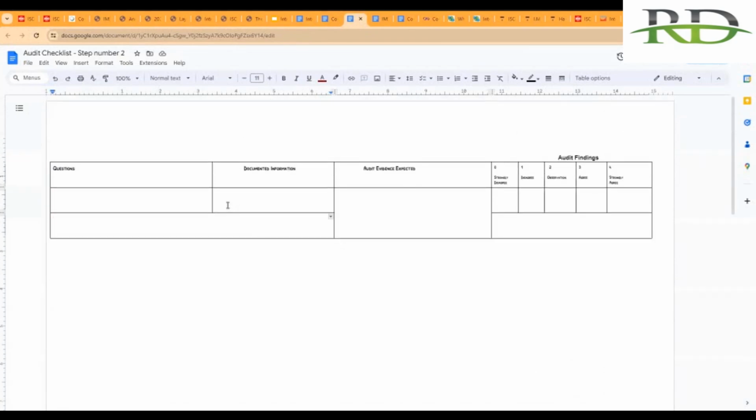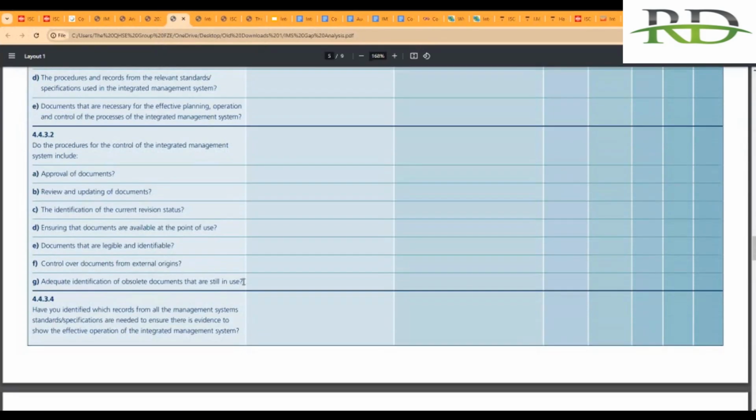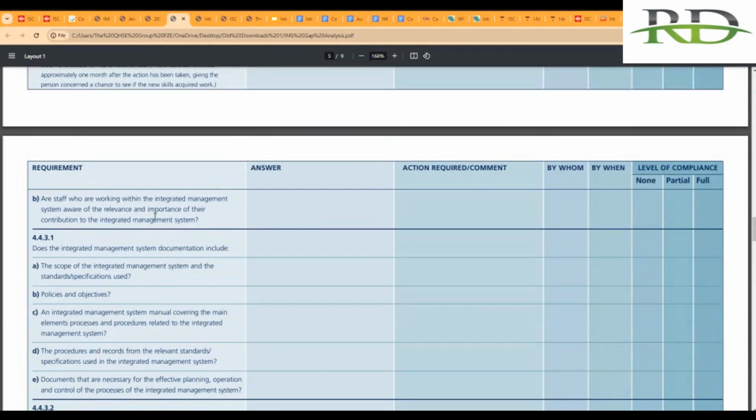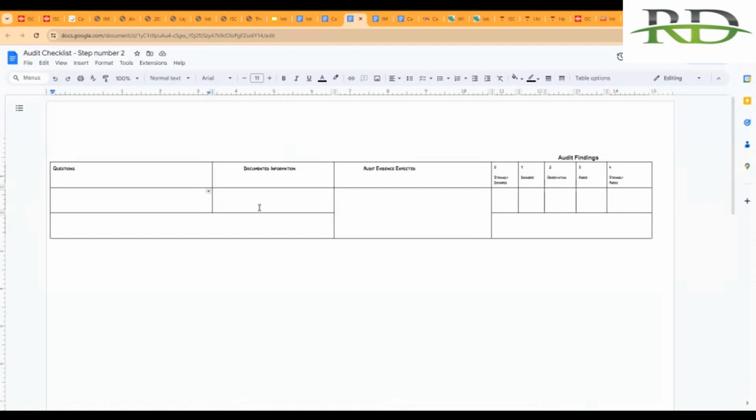Again, this is also another problem that I see in new auditors. Usually there's a confusion that an audit checklist looks like this. No, this is not an audit checklist, okay? These documents with these questions right here and then action like that. This is not an audit checklist, okay? An audit checklist looks like this, all right?